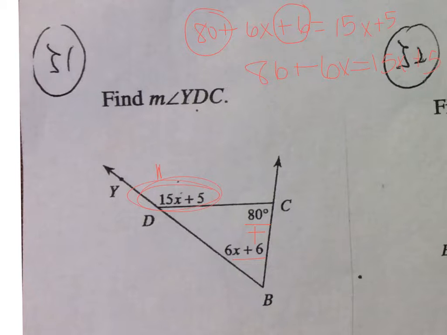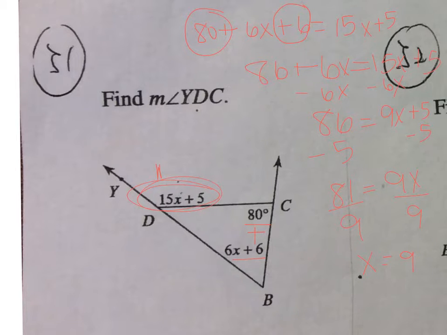And let's get our x's together. That leaves us with 9x plus 5. And then we can subtract 5 from both sides. 81 is equal to 9x. Divide both sides by 9. X is equal to 9, because 81 divided by 9 is 9.